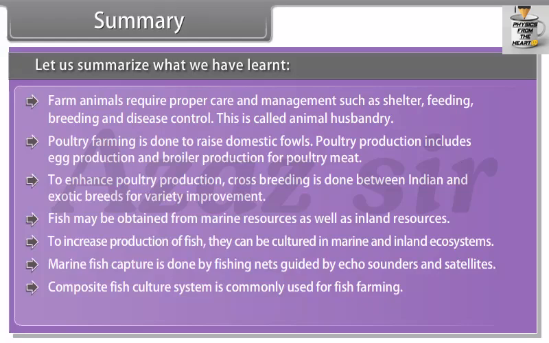Composite fish culture system is commonly used for fish farming. Beekeeping is done to get honey and wax.